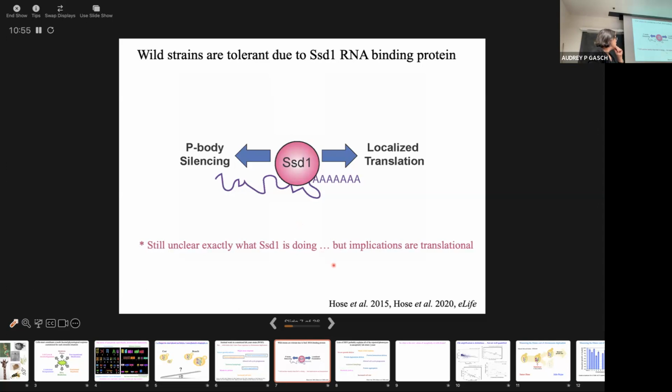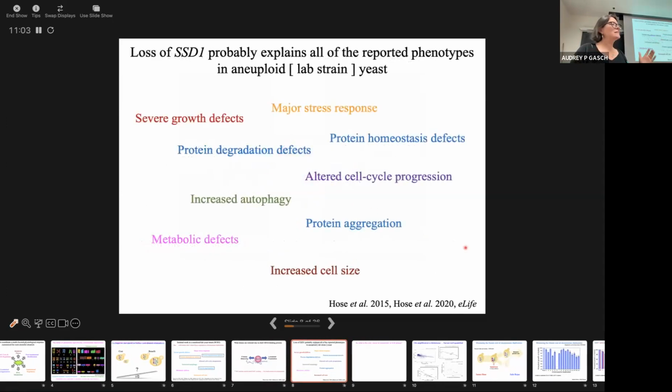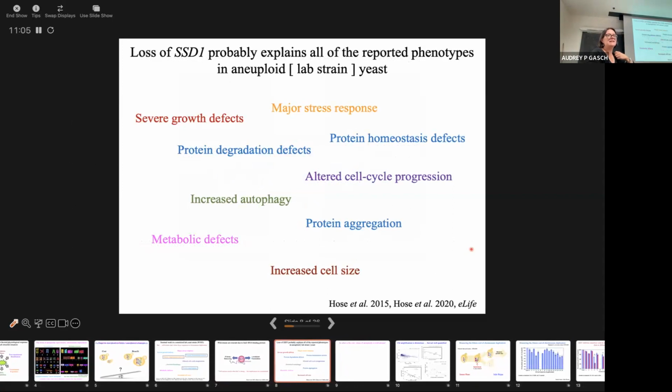And so the bottom line here is if we take wild strains and we delete this single gene, suddenly we can recapitulate essentially all of the phenotypes we looked at that had been reported to be a general aneuploidy signature in the lab strain. Now we know the lab strain is screwed up. Does that mean all of this knowledge that we've generated is wrong or bad?